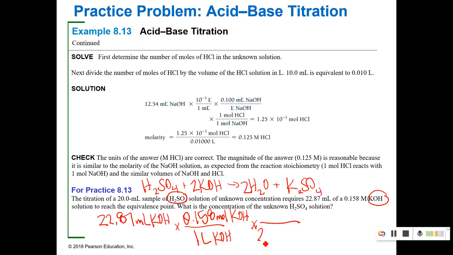Now we do our mole ratio. So I have 2 moles of KOH to every 1 mole H2SO4. This is where we stop because I need to find moles and then I can find molarity. So I have 22.87 times 0.158 divided by 2, and I get 1.807, and this is actually millimoles. So when I divide that by milliliters, the milli cancels out.